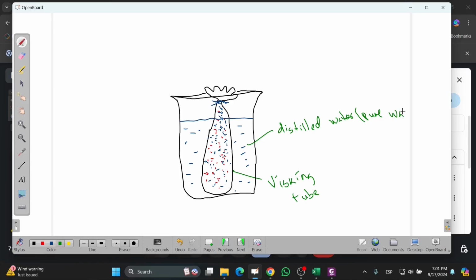And then look at what we have here. We have water in the beaker, and we also have water in the Visking tube. But the one in the Visking tube is not pure water. It has sugar in it. It is a solution. Now, eventually, we are going to see something happening if we are clever enough and we put here, let me say, a capillary tube, a very thin tube, inside the Visking tube.